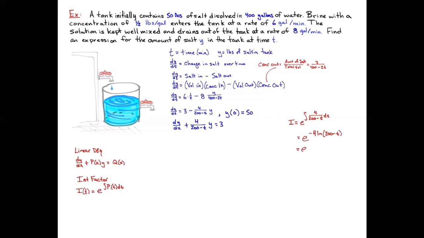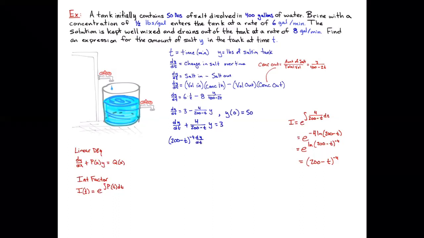We can rewrite this as e to the log of 200 minus t to the minus 4th power. And then the e and the log cancel each other out, and we're just left with 200 minus t to the minus 4th power. I'm going to multiply through my differential equation by that integrating factor. So I get 200 minus t to the minus 4th power dy dt. That was a typo in my last line, dy dt.